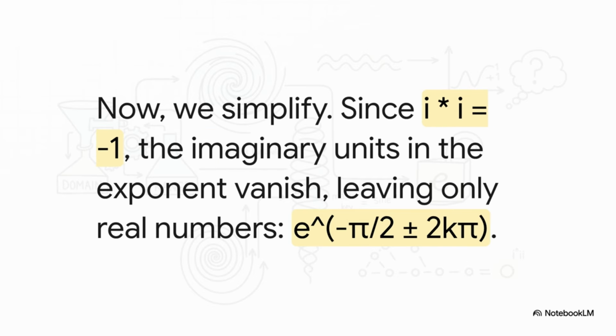And now for the magic. We just need to simplify what's up in that exponent. We have an i from our formula, and it's being multiplied by another i from the logarithm we just figured out. And what is i times i by definition? It's -1. So in that one single step, all of the imaginary units, the i's that we started with, they just vanish. They're gone, leaving us with only real numbers.